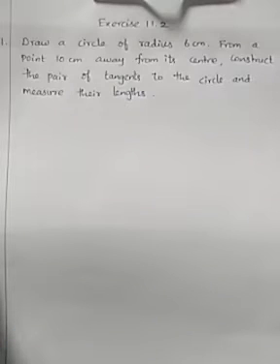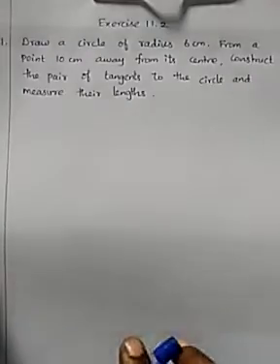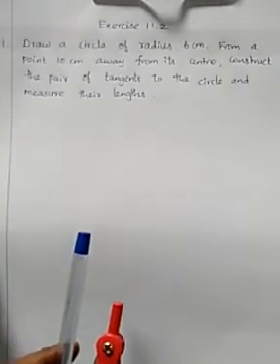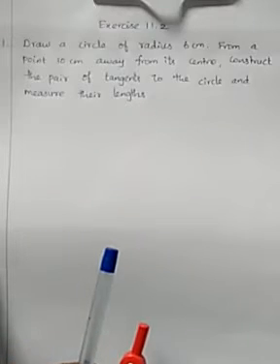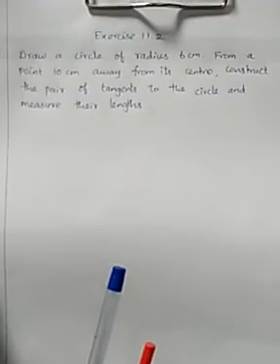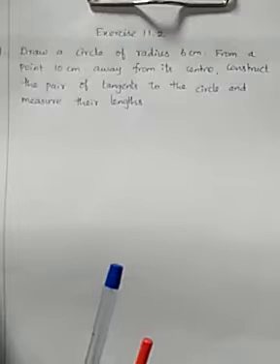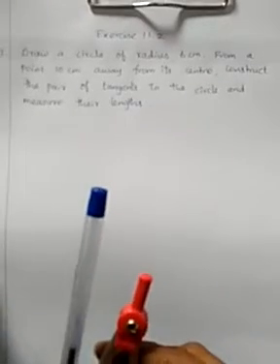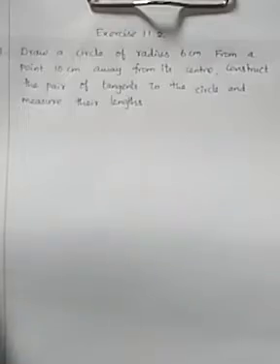Today we are going to discuss construction of a tangent to a circle. From exercise 11.2, let's see the first question. Draw a circle of radius 6 cm. From a point 10 cm away from its center, construct the pair of tangents to the circle and measure their length. Now see, I will explain how to solve the sum.